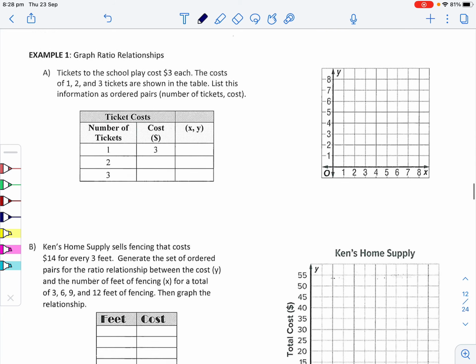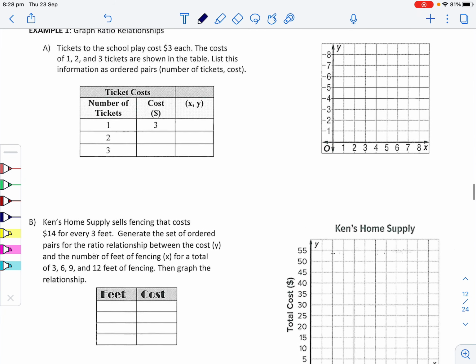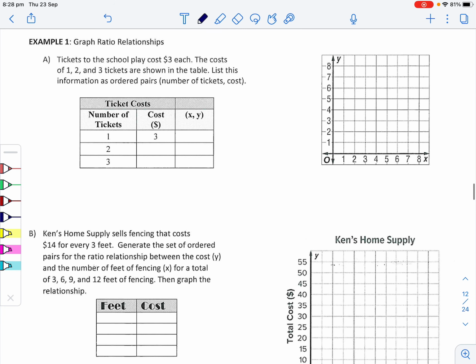So in our first example here, it says tickets to the school play cost $3 each. The costs of 1, 2, and 3 tickets are shown in the table. List this information as ordered pairs. We're going to list it as X is going to be the number of tickets and Y is going to be the cost. So for one ticket, it costs $3.